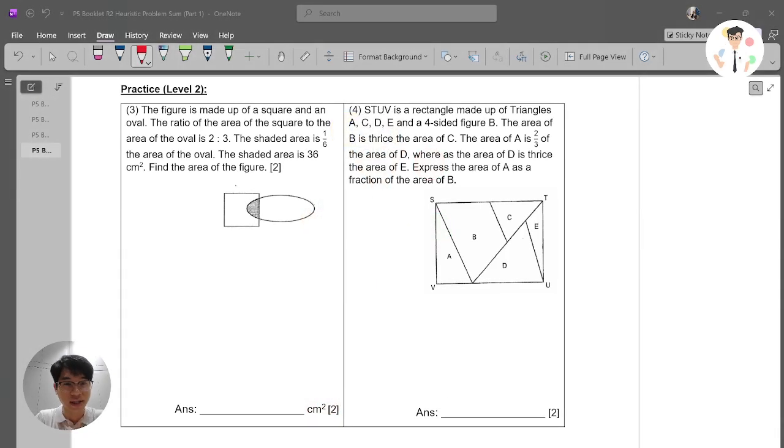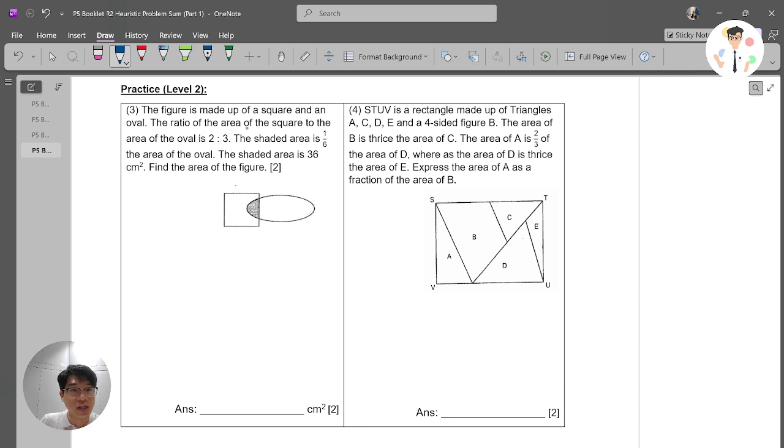Welcome back to digital class, and now we're looking at this repeated identity concept, but this is slightly more tricky because it's in a diagram. Okay, let's look at question number 3. So here says that the figure is made up of a square and an oval. So this is a square, this is an oval.